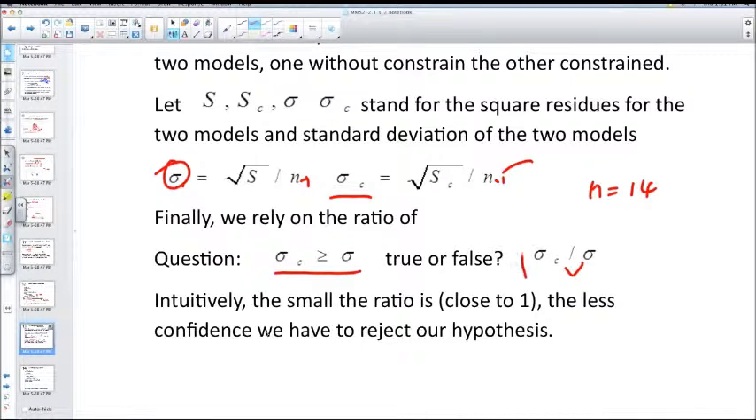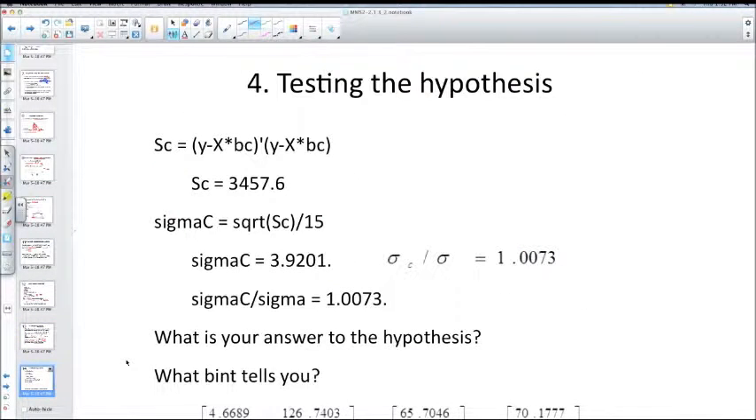All we need is to look at the ratio. If this ratio is close to 1, then we have no confidence or less confidence to reject our hypothesis. But if the ratio here is way too big, we probably think, well, this new model is really very different from the old model. I'm not going to take that. I still need to consider them as 2 different variables. That's how we do a hypothesis test. And of course, you need a little more statistics to understand all the detail.